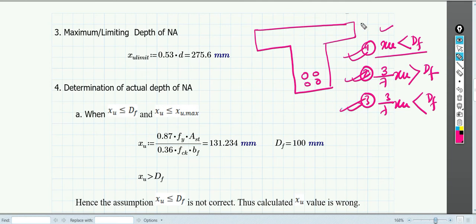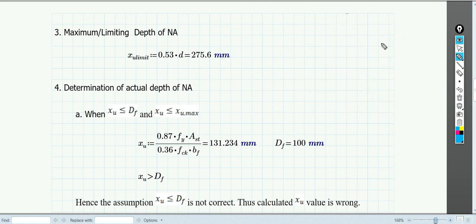Now in our problem we do not know where exactly the stress block is, or where it actually acts, or how it looks, whether the stress block looks like this or it looks like this. We are not sure, so that is why we are going to assume one by one.